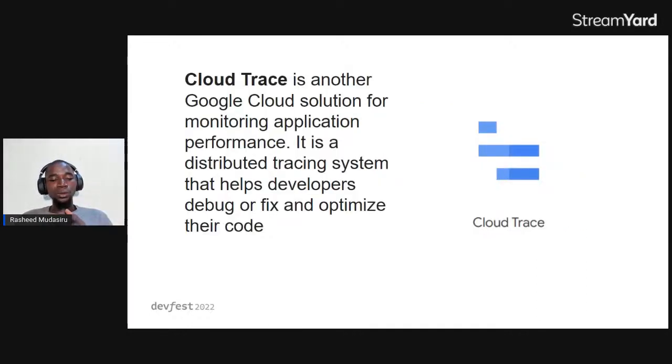The last one that we are going to be talking about today is Cloud Trace. Cloud Trace is another Google Cloud solution for monitoring application performance. In the advent of microservices, containers, and all that, we have to divide our application into chunks or different components. For that reason, if there's any issue at any point in time, it is very difficult for us to know which component the issue is coming from. But Cloud Trace will help us locate where the issue is. It will help us debug it and fix the issue.